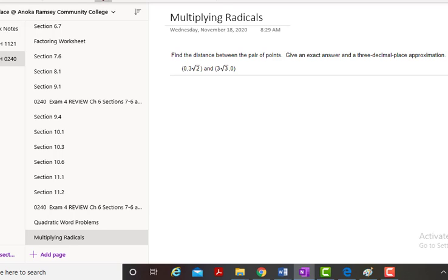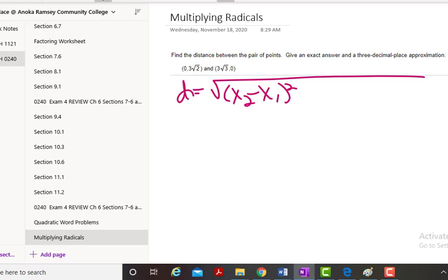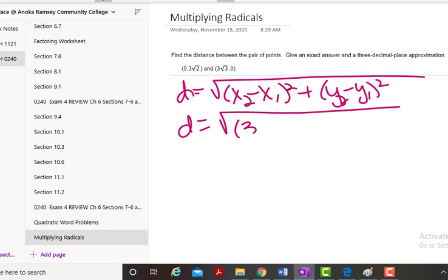So we're supposed to find the distance between the points, and we want to give it an exact answer and a 3 decimal place approximation. So for distance, we know the distance is equal to the square root of (x2 minus x1) squared plus (y2 minus y1) squared. So putting in the information that we have, the first point will be our x1, y1, and the second point will be our x2, y2.